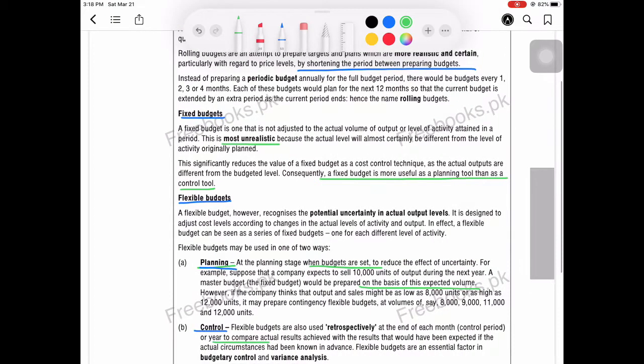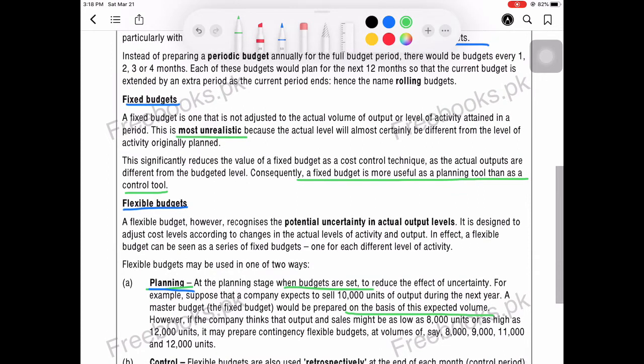Fixed budgets. A fixed budget is one that is not adjusted to the actual volume of output or the level of activity attained in the period. This is the most unrealistic, because the actual level will almost certainly be different from the level of activity originally planned. So why is a fixed budget called unrealistic? Because you can't assume that it's going to be exactly the same way it was the previous year.